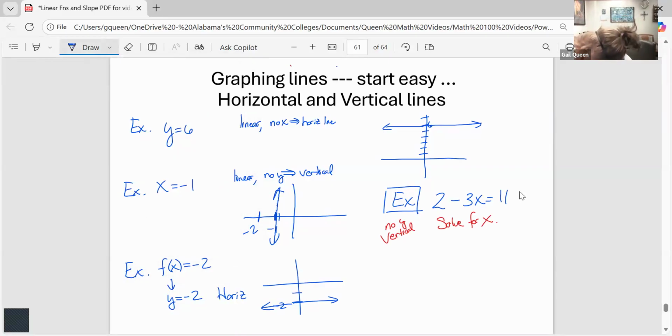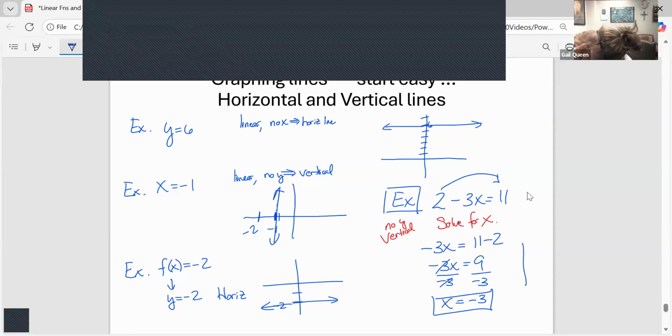All right, so let's solve this for x. Let's move the 2 over to the right. So I have -3x equals 11 minus 2. So -3x equals 9. Divide by -3 on both sides to get the x by itself. And x will be 9 divided by -3, which is -3. So there's my equation. So I would go on the xy plane and I would go back to -3 and I would draw a vertical line.